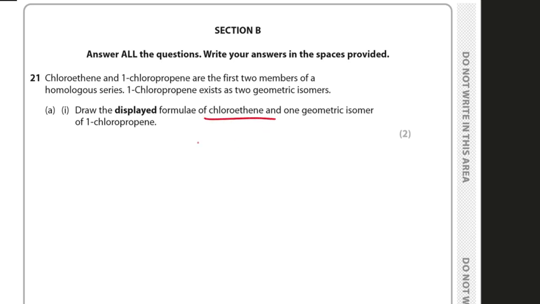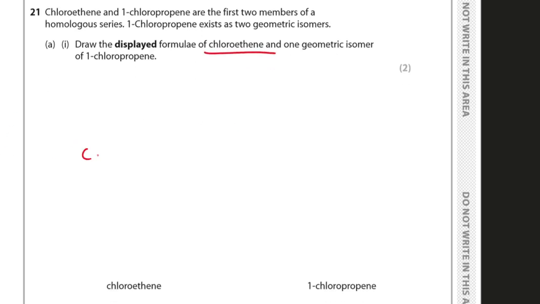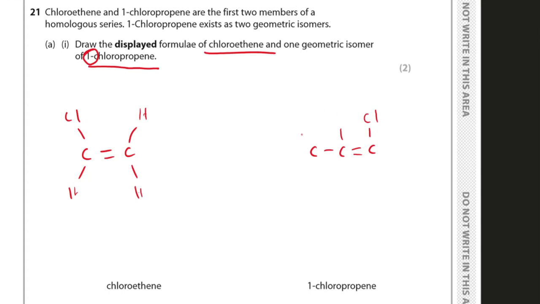If you want to draw the displayed formula of chloroethene, it is kind of simple. You can easily just draw it. That's ethene for you, and since there is a chlorine atom attached, we can just connect it with either one of the carbon atoms in the double bond, so that will be Cl down here. And it also asks for one geometric isomer of 1-chloropropene. So obviously at first draw the longer chain or the main chain, which is chloropropene, and they said 1-chloro, so basically it's connected with the first carbon down here in the main propene chain. So we can say that this will be our correct answer.